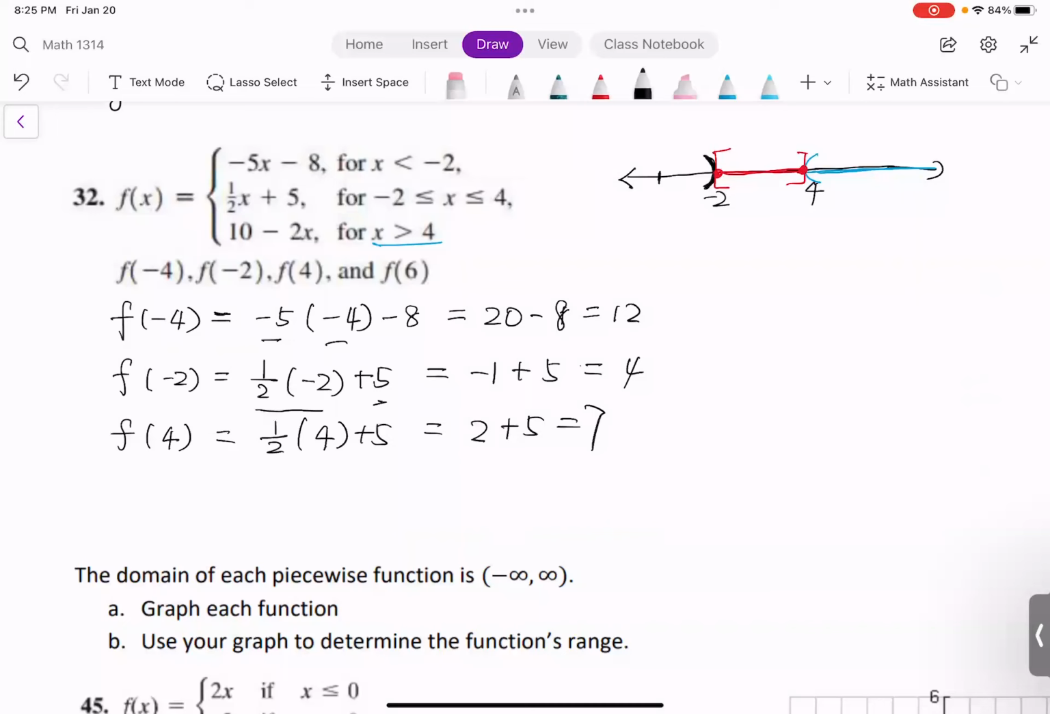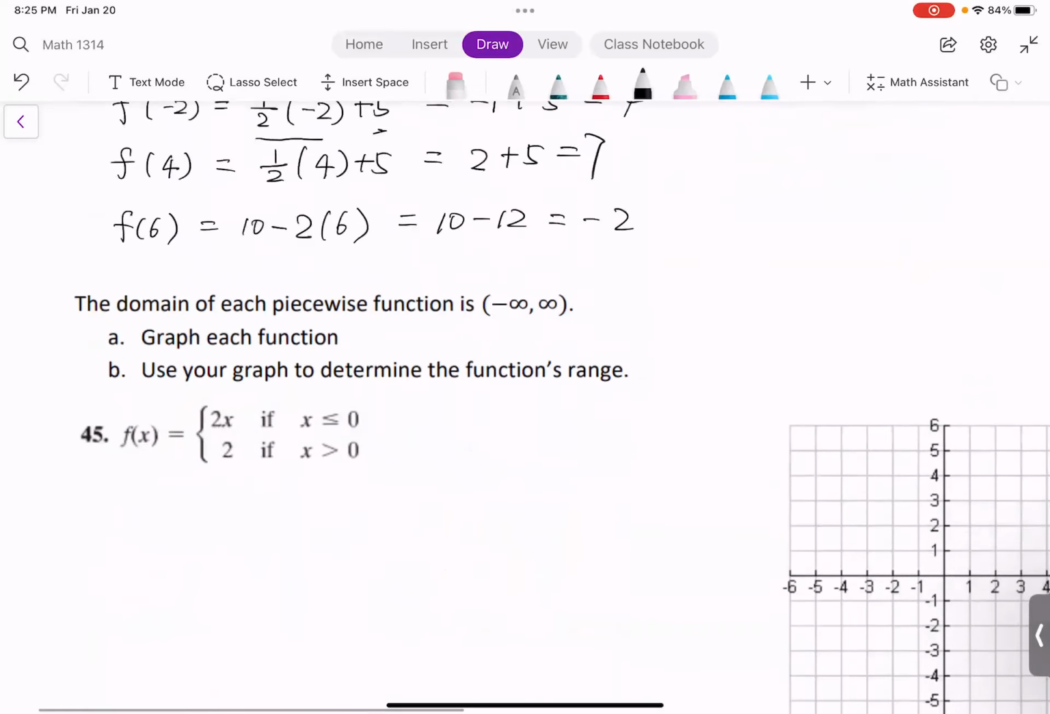And the next one, f of 6. Where is 6? 6 is here. So we're using the third equation. 10 minus 2 times x, and x is 6. That is 10 minus 12. That's -2. We solved this one.